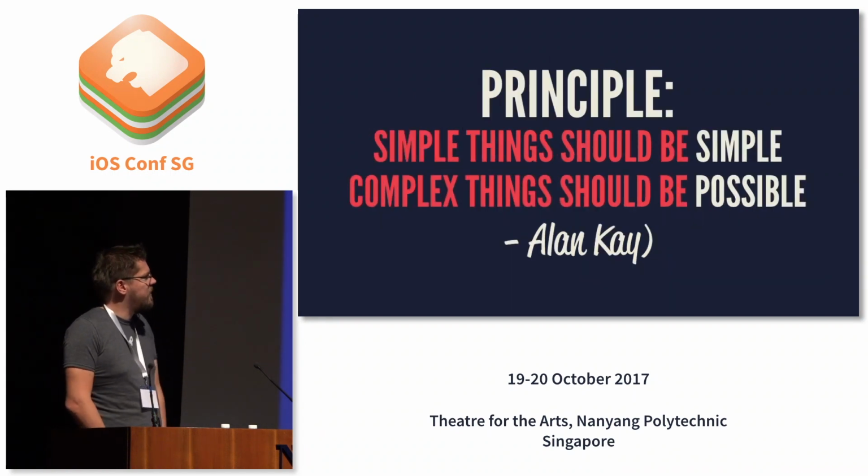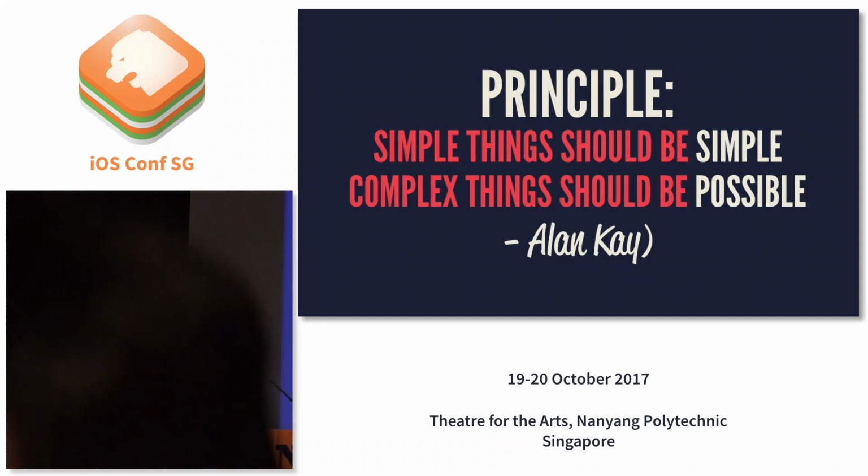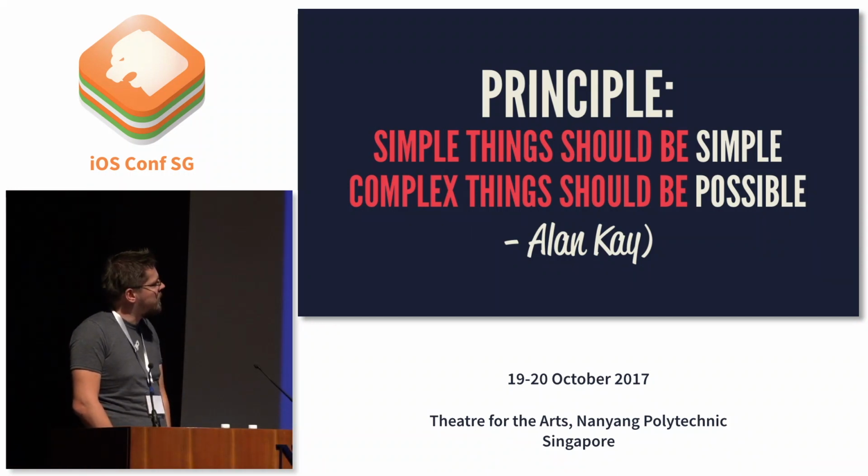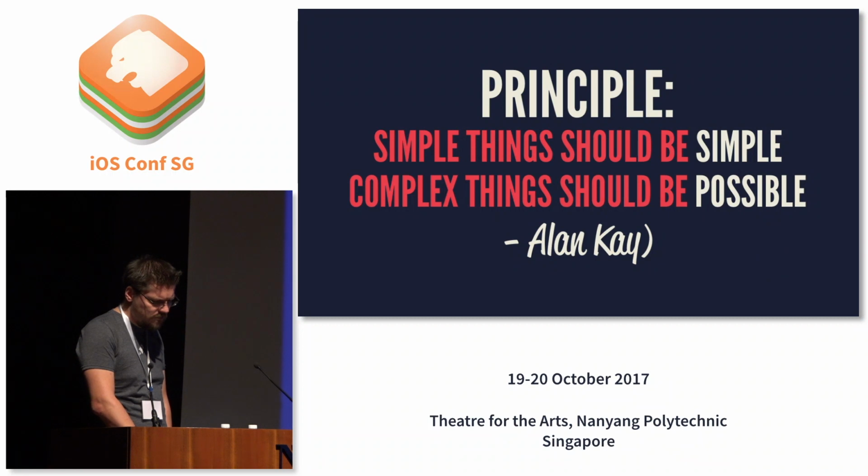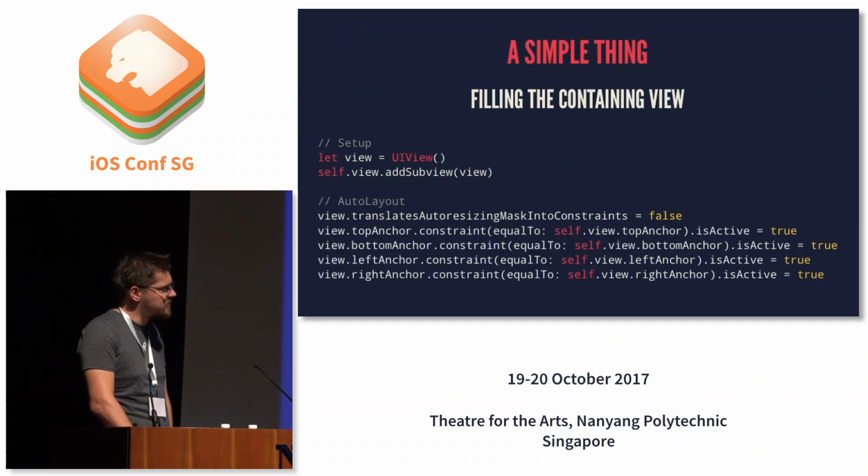One of my favorite quotes from Alan Kay is that simple things should be simple and complex things should be possible. So this is a principle for API design, basically. It says that if something is conceptually simple, the code to implement it should be simple. And if something is complex, then it shouldn't be simple, but it should at least be possible. I'll give some examples of how AUTOLAYOUT matches this requirement.